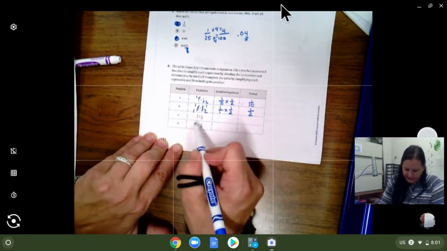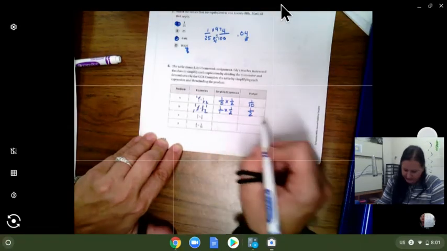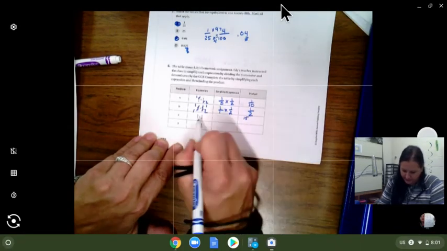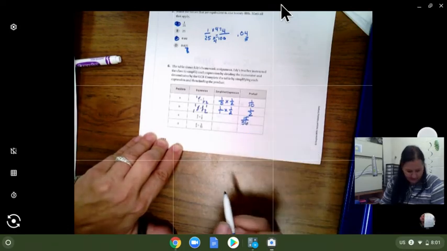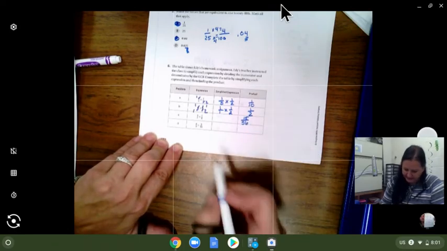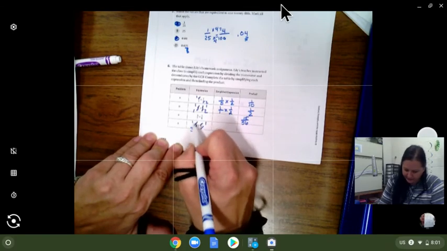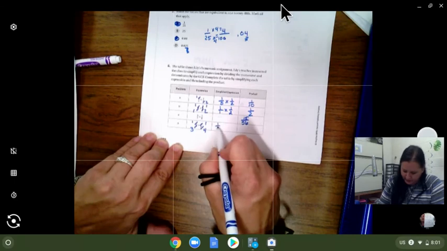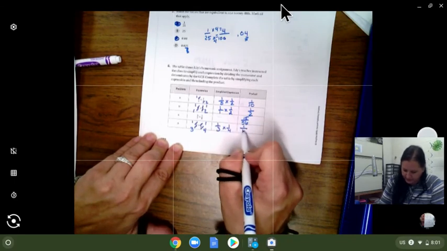This one cannot be simplified. I don't see anything that simplifies there, so we're just going to leave this spot blank, multiply the top, multiply the bottom. 7 times 8 is 56, so 15/56. Here we can divide by 3, and here we can divide by 4. So we get 1/3 times 1/4 equals 1/12.